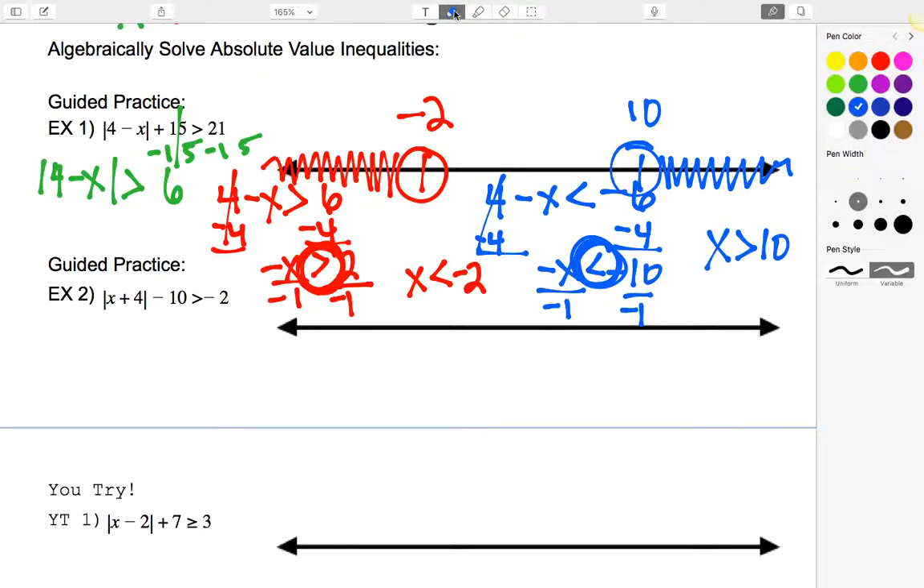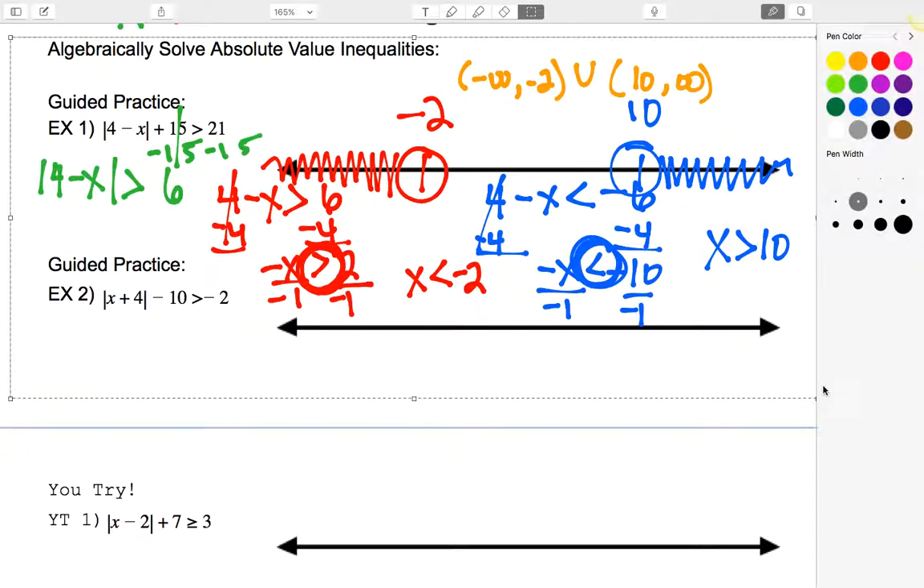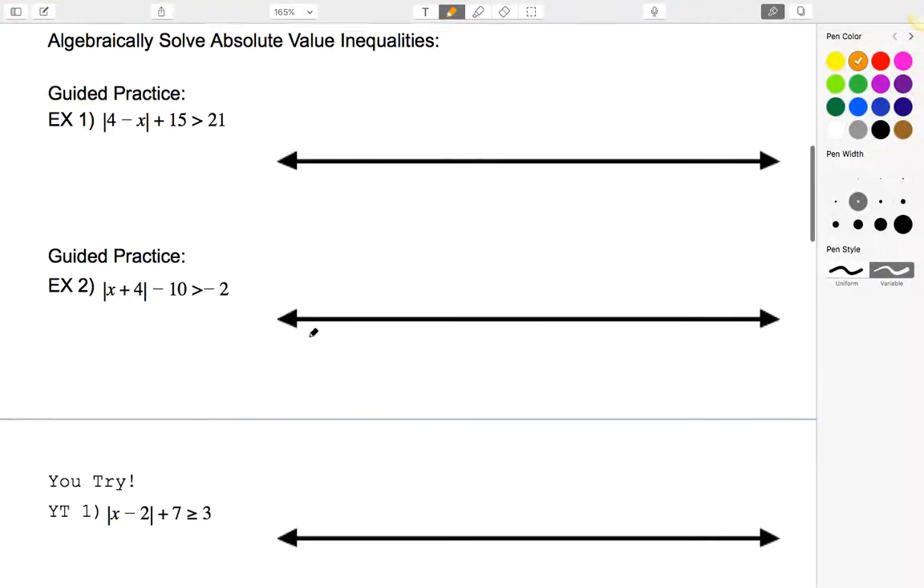If I were to write this out, I would have to write it in interval notation. So if I were to tell you it just in general, I would say -infinity to -2 in union with 10 to infinity. All right, so let me go ahead and delete this and move my screen up. Oops. Let's look at example 2.